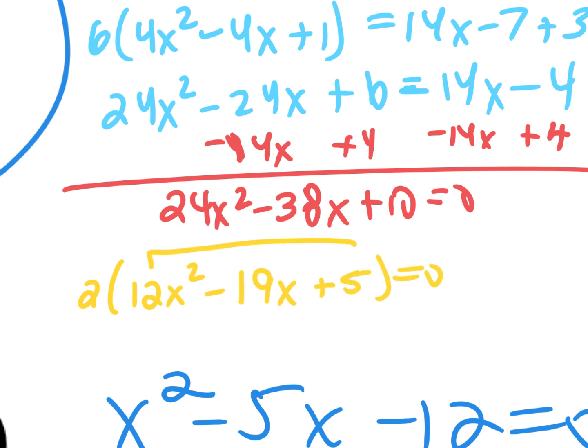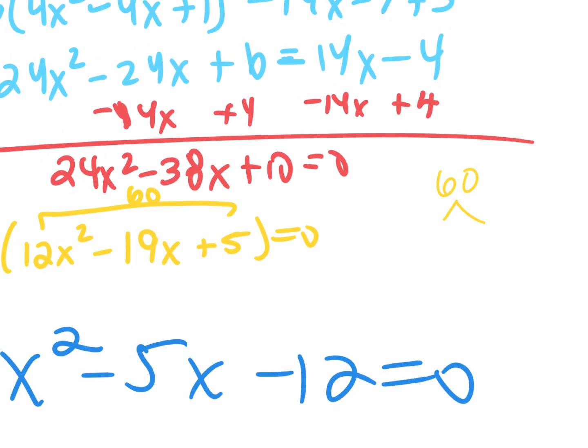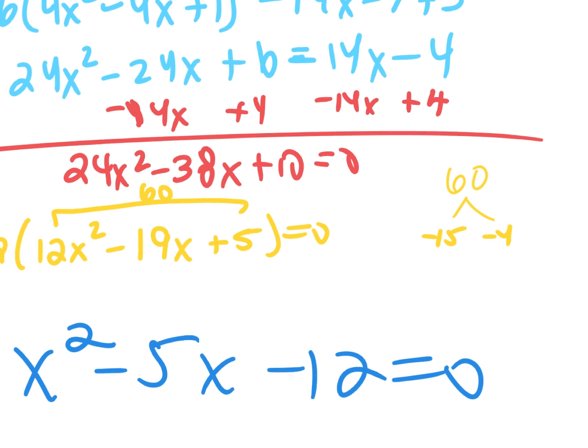So now you can factor. Factors of 60 that multiply to give you a positive 60, but add to give you a negative 19. Negative 15, good, and negative 4. Right? Negative times negative is a positive, and then negative plus a negative is going to give me my negative, and then you would just factor it.